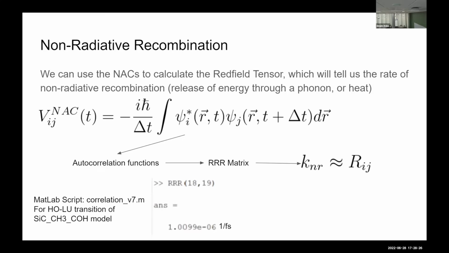And that's going to be approximately equal to the non-radiative rate. And just for an example, down below, I did this calculation for one of my models for the HOMO-LUMO transition. And when you run the correlation MATLAB script, the output in the triple R matrix is going to be inverse femtoseconds, in case you need to convert that to anything else.